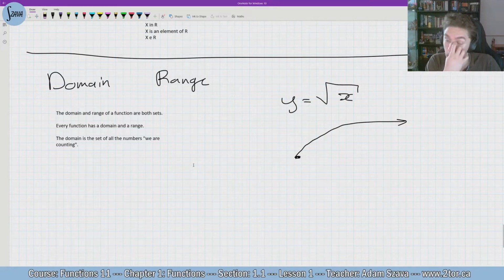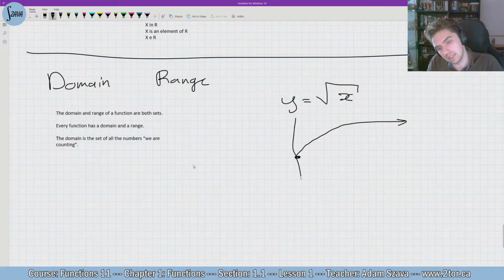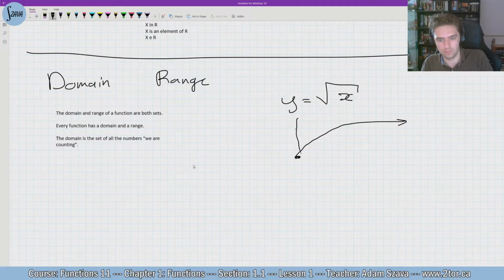Okay, this is the y-axis here. Wow, sorry. Is my tablet crooked? I think. There we go. That's a straight line.